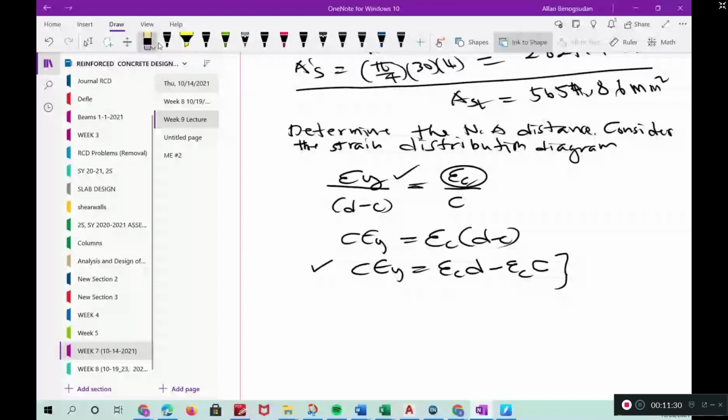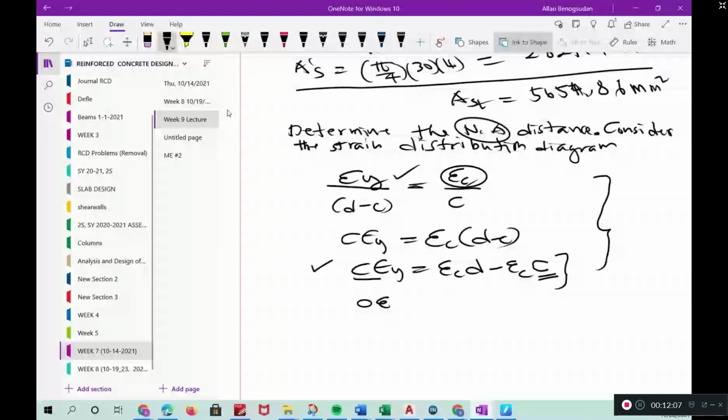We are using here the distribution. It's all right. So I'm just showing this one to you. Using the distribution, so determine the neutral axis. Consider the strain distribution, and the neutral axis here basically is our C. C is the Y.